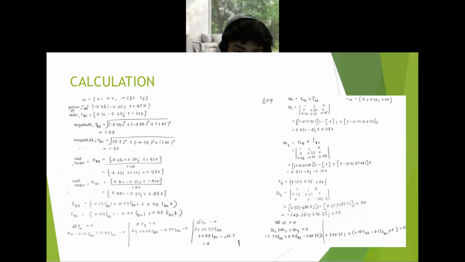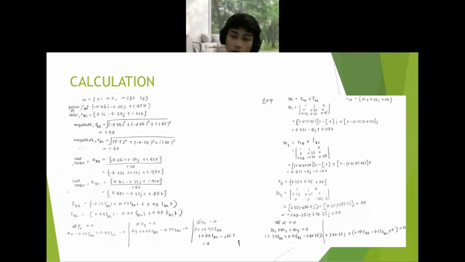After we get the forces on the three axes, which are x, y, and z, we need to find the moment. The formula of moment is force times distance. For M1, we get 0.33i minus 0j plus 0.08k. For M2, moment number 2, we get 0.31i minus 0j minus 0.15k. And for moment 3, we get negative 240.35i plus 240.35j plus 0k.